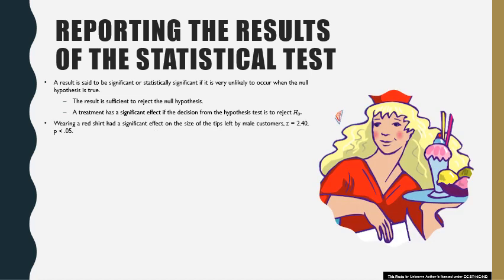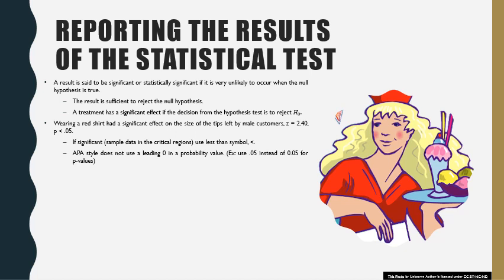So here's our example. Wearing a red shirt had a significant effect on the size of the tips left by male customers. Z is equal to 2.4. The probability is less than .05. If the test is significant, meaning the sample data is in the critical region, then we use the less than symbol. APA style does not use a leading zero in a probability value. So when you're talking about a p-value or alpha level, you would use .05 instead of 0.05. So you would do this for all p-values.